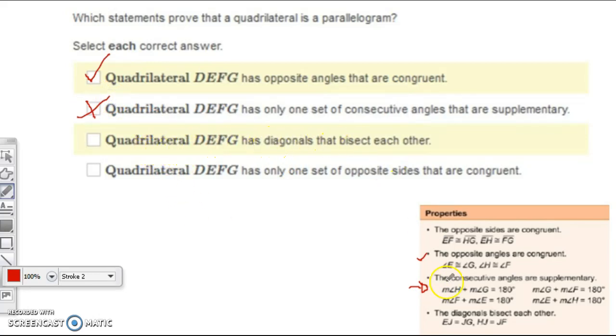Quadrilateral has diagonals that bisect each other. Yep, says it right there. That's a true statement. Quadrilateral has only one set of opposite sides that are congruent. Both sets of opposite sides have to be congruent, so that is not true. So it's just those two.